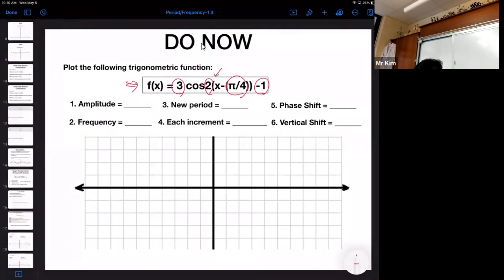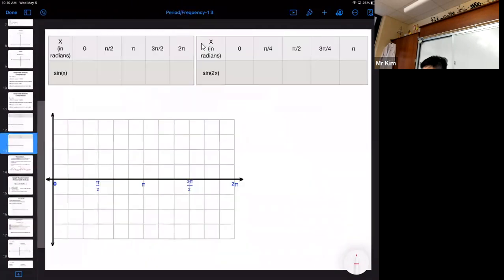So let's take a look at this right here. I have two tables. The first function is sine of x and sine of 2x here. Let's take our graphing calculators, before you copy this down, and graph these two simultaneously on the same spot.